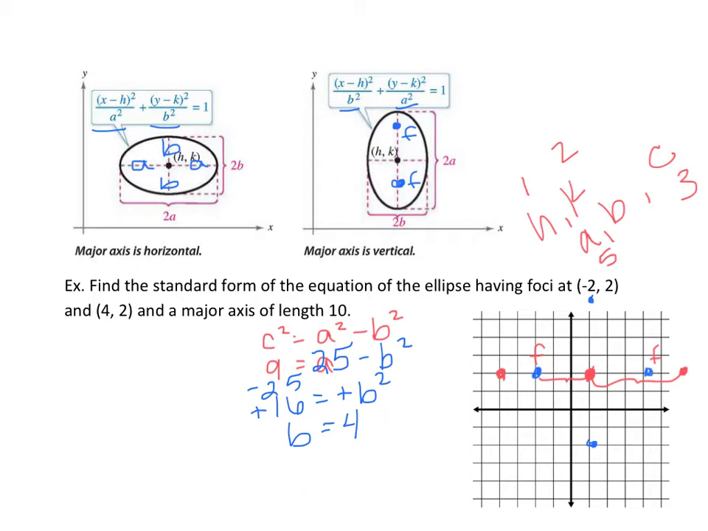So, standard form, since this is horizontal, well, it doesn't matter. I always start with x. I'm going to be writing it in this form. x minus 1, quantity squared, over a squared. Let's see, a was 5, so this is 25, plus y minus k, but we know k is 2, squared over b squared. b was 4, so 16, equals 1.